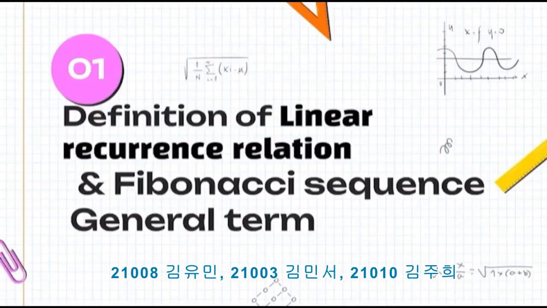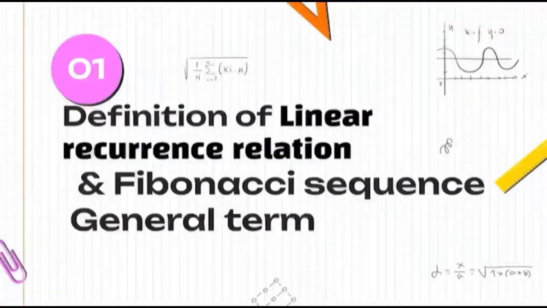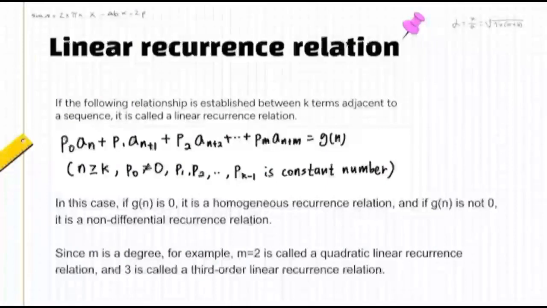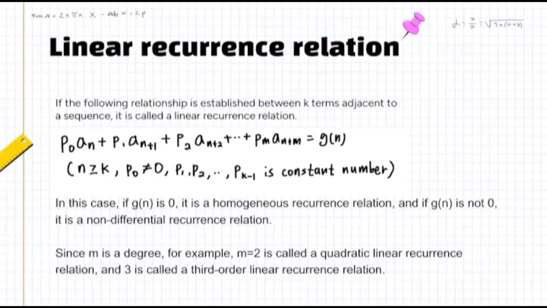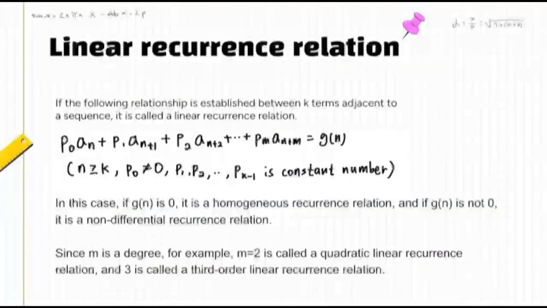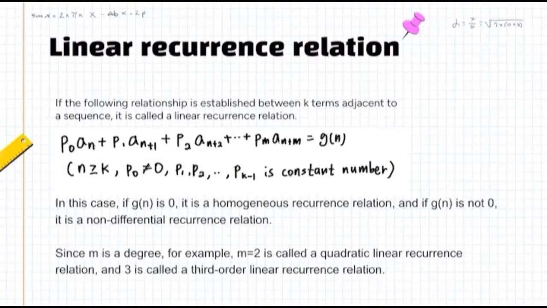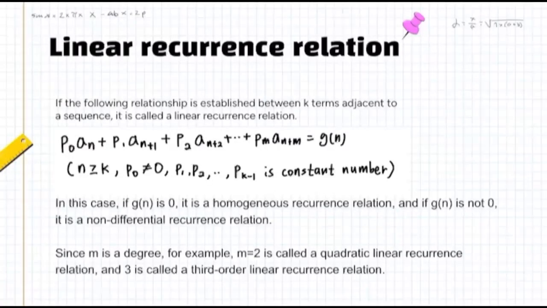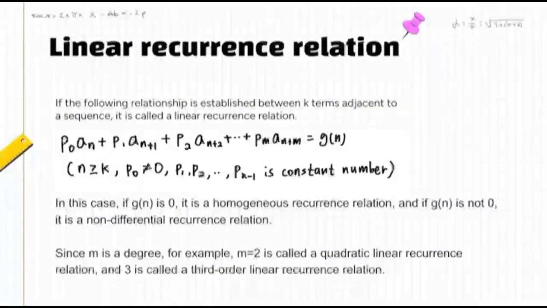First, I'm going to talk about the definition of linear recurrence relation and general terms of Fibonacci sequence. If the following relationship is established between k adjacent terms of a sequence, it is called a linear recurrence relation. In this case, if Gn is 0, it is the homogeneous recurrence relation, and if Gn is not 0, it is the non-homogeneous recurrence relation.